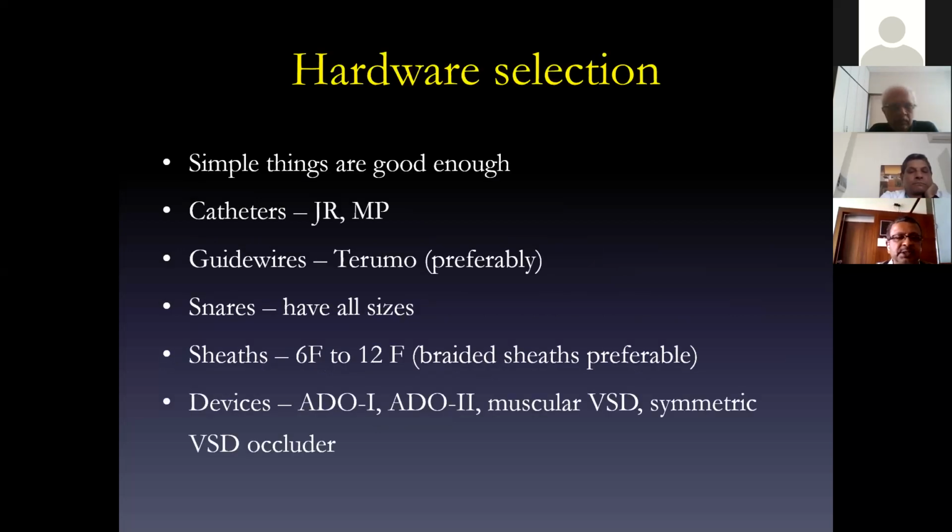The hardware selection, simple things are good enough. You don't need very fancy things. Standard catheters like multipurpose, Judkins catheters, regular guidewires, snares, you should have these. It's important to have all the sizes. The sheaths, I would prefer the braided sheaths are preferable.